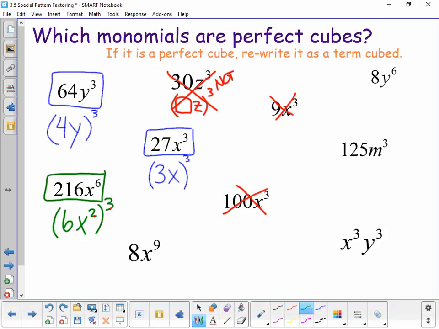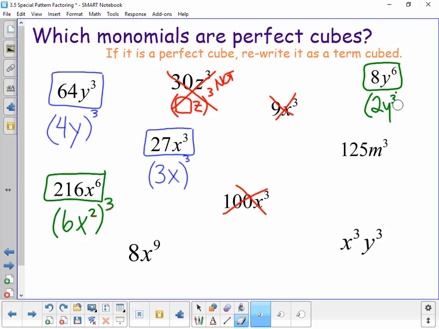Up in the corner here, 8y to the 6th. That would be 2 raised to the second power. So 2 to the third power will give me 8, and y to the second power, if that's all raised to the third power, that will give me y to the 6th power.